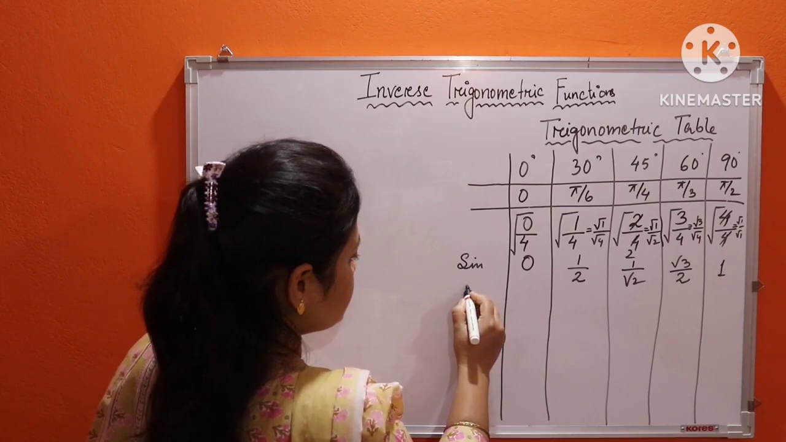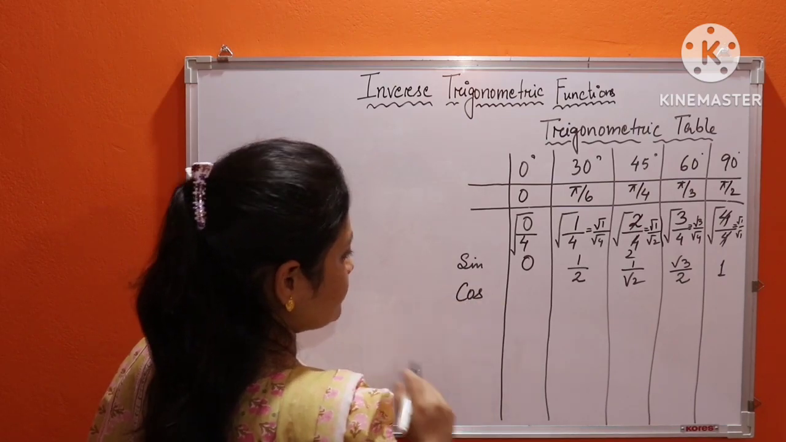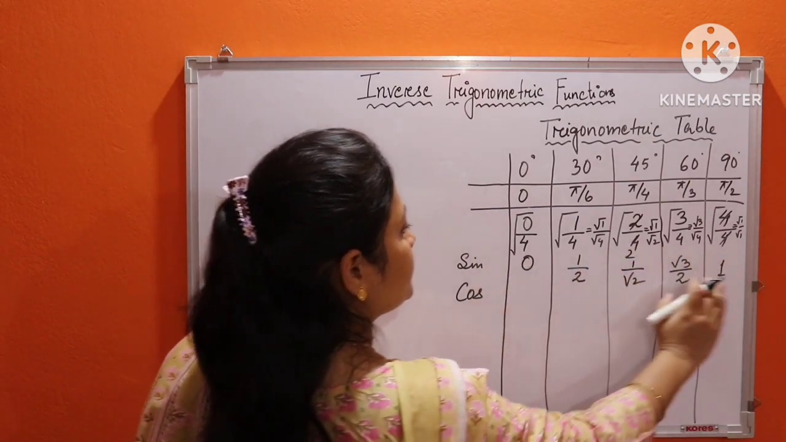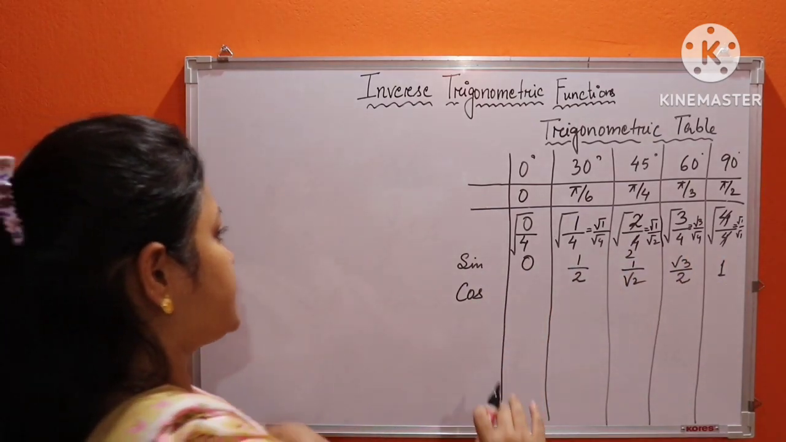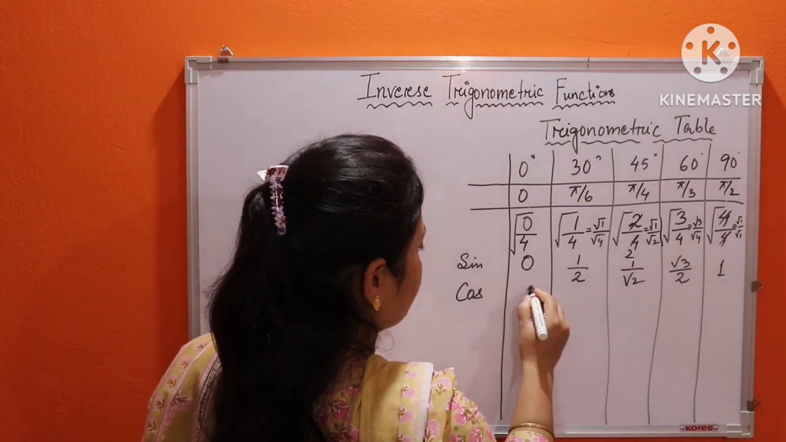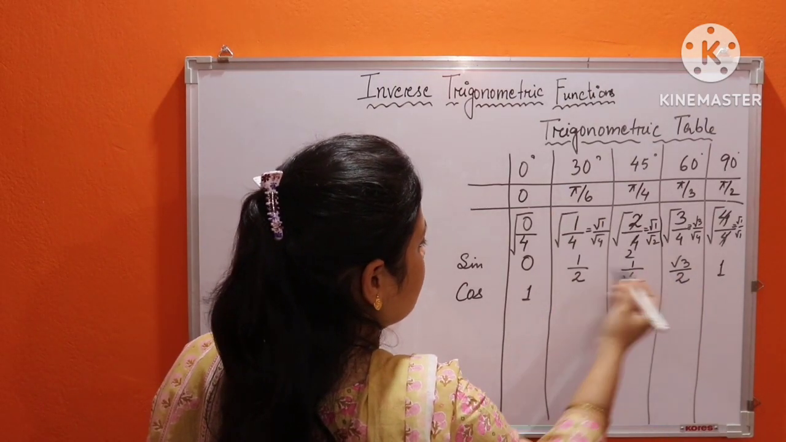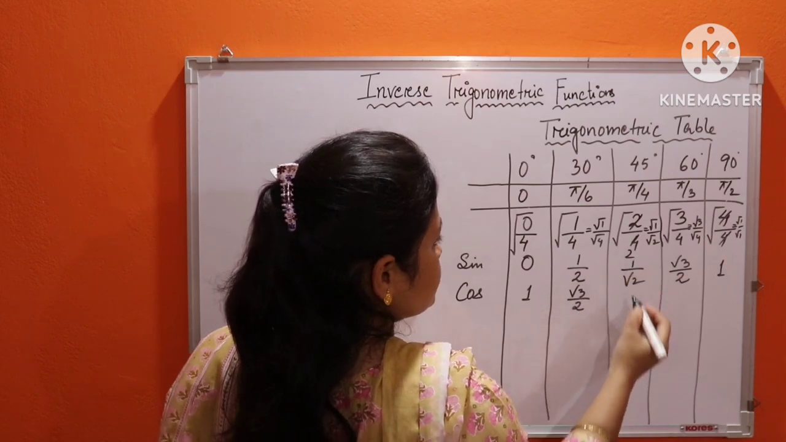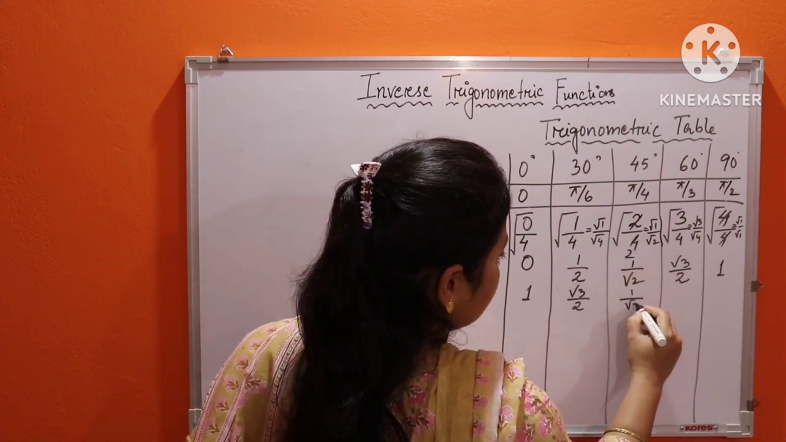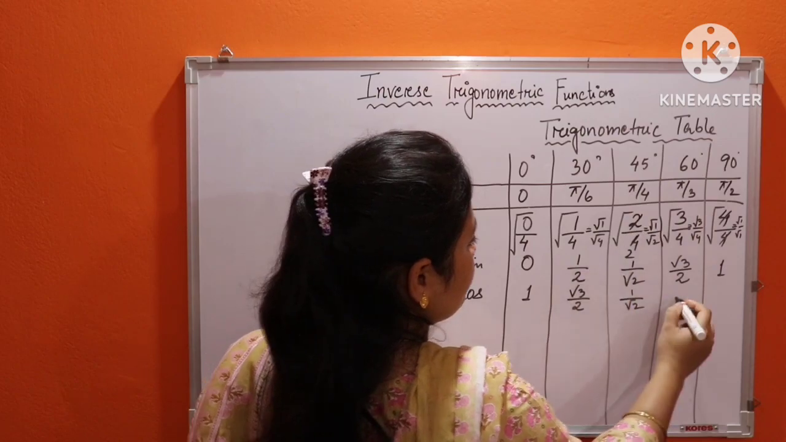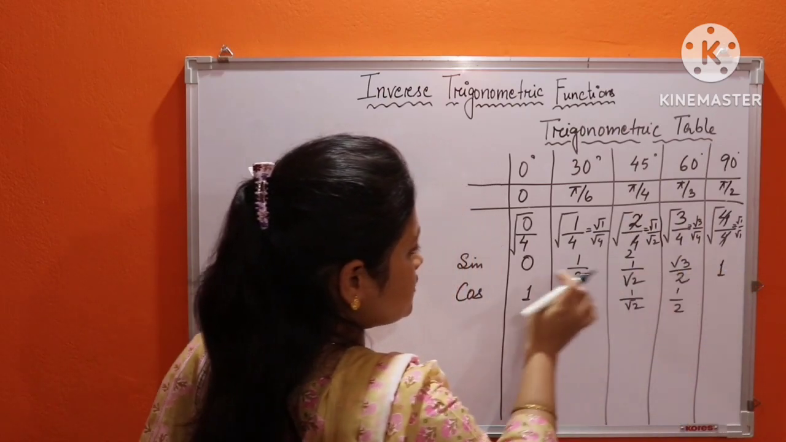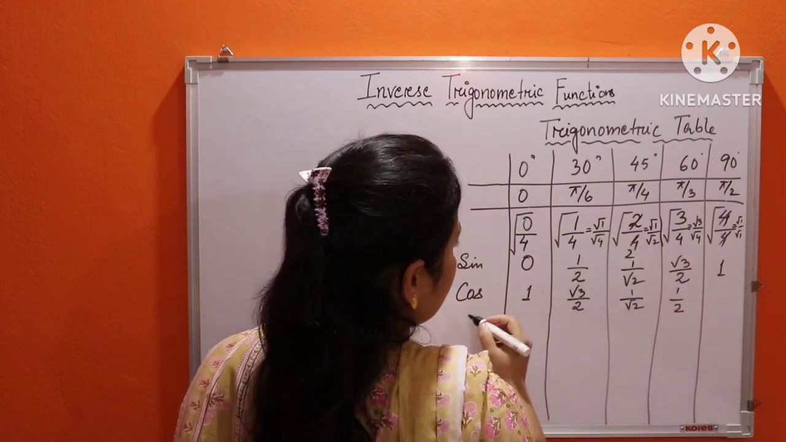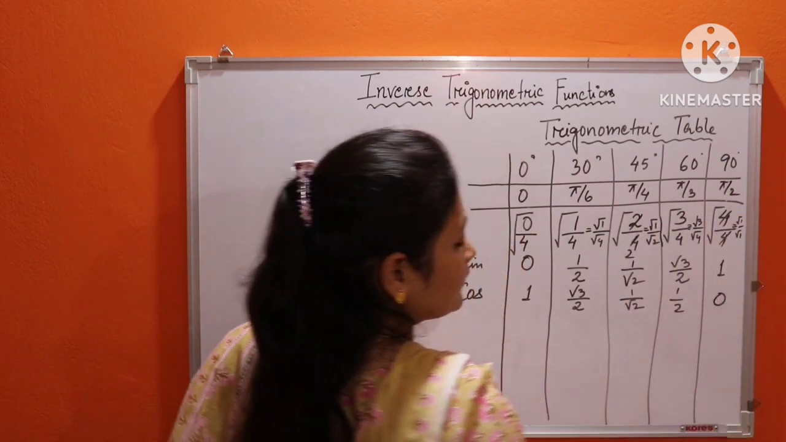Now the next trigonometric function, that is cos. Cos does the reverse of this table. I write it as cos 0 will be here 1, cos 30 will be root 3 by 2, cos 45 same 1 by root 2, cos 60 will be 1 by 2. Just a reverse of the table I have written here. Cos 60 is 1 by 2 and cos 90 will be 0.